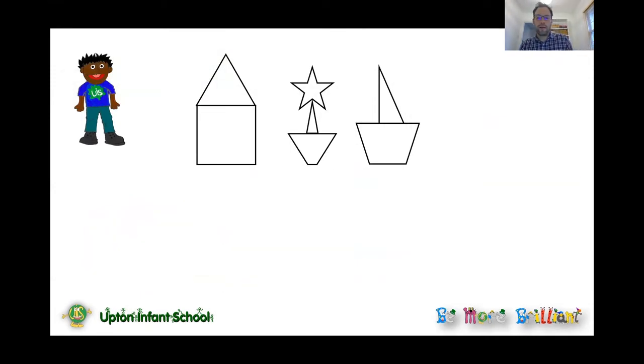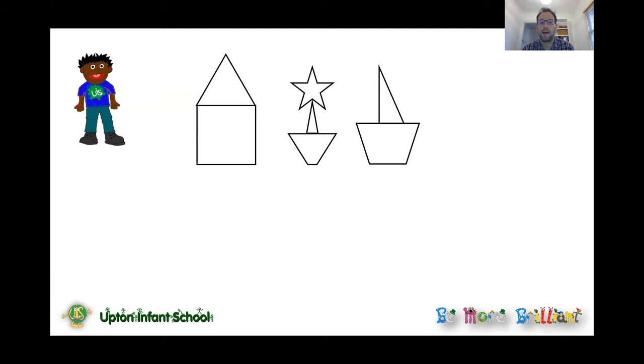Now, here's our friend Sonny. How are you doing today, Sonny? And oh, look what Sonny's been doing. He has been making some pictures using shapes. Do you recognize any of those shapes? Can you point to any triangles? Yes, I can see some triangles there. What other shapes are there?